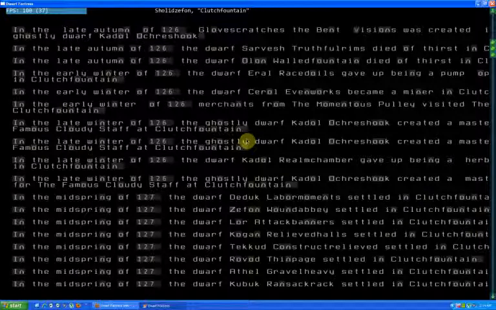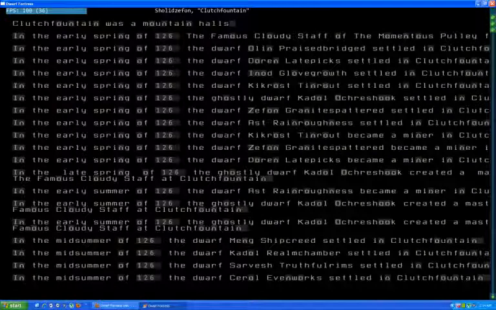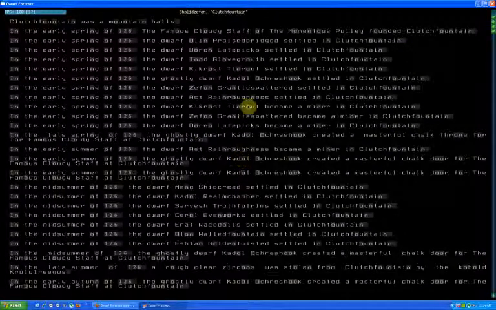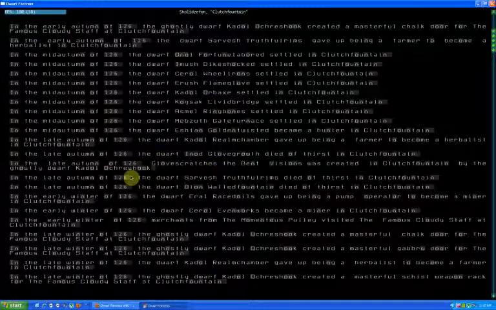Couple of massacres got created and all that. Let's see here. Some of these guys should have starved or drowned or dehydrated or whatever. That's when that first guy got that kobold stole my thing. Here we go. So in 126, one dwarf died at first. Two dwarves died at first. Three dwarves died at first.